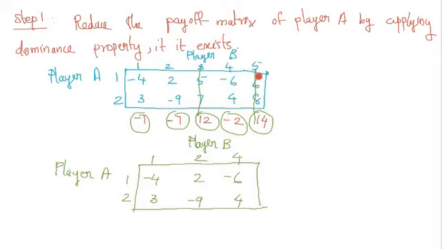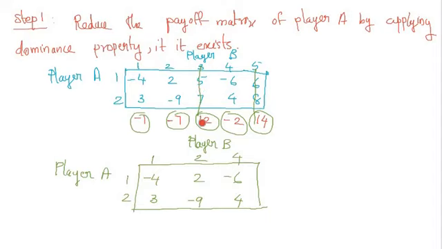So we can see that the property is satisfied here. We can delete the fifth column. Next, look at the next maximum, that is 12, which corresponds to the third column. Here also the property is satisfied, and we can delete that column.